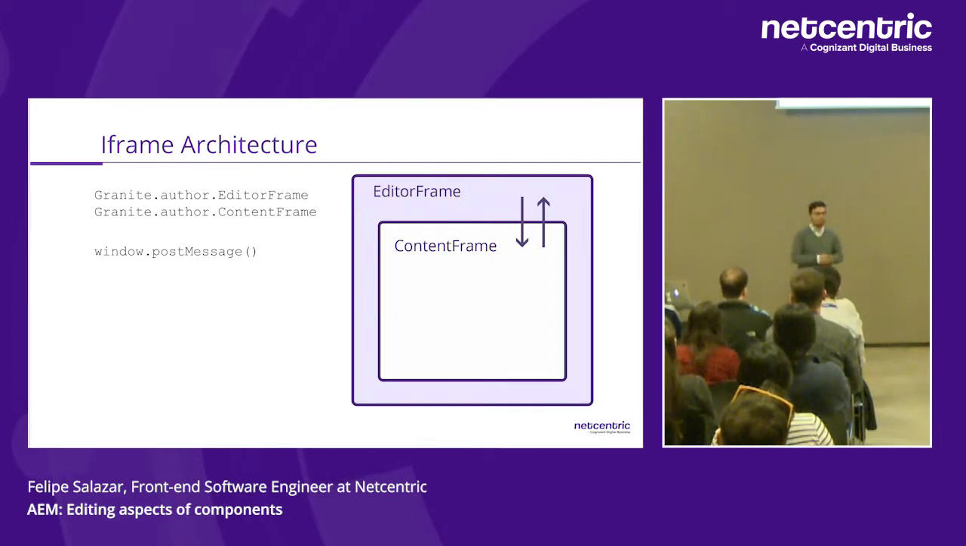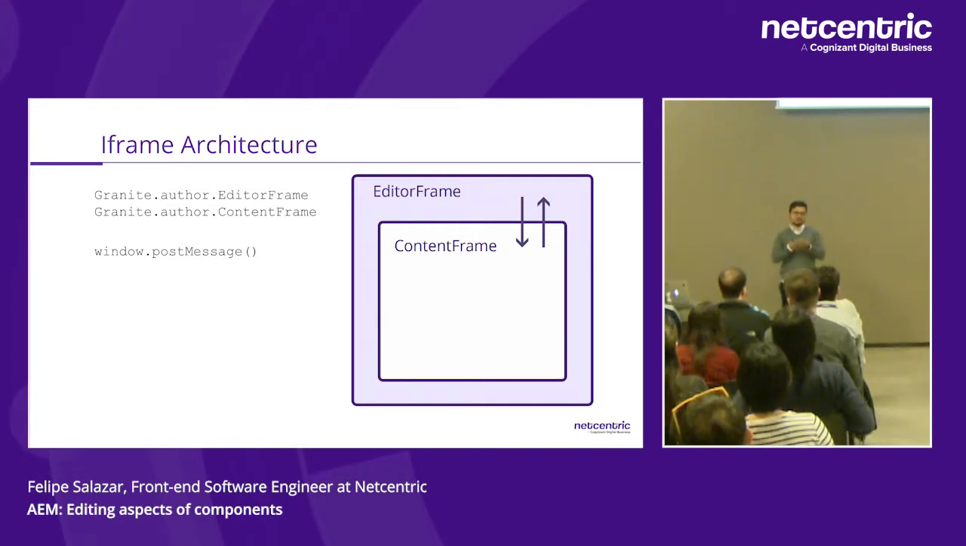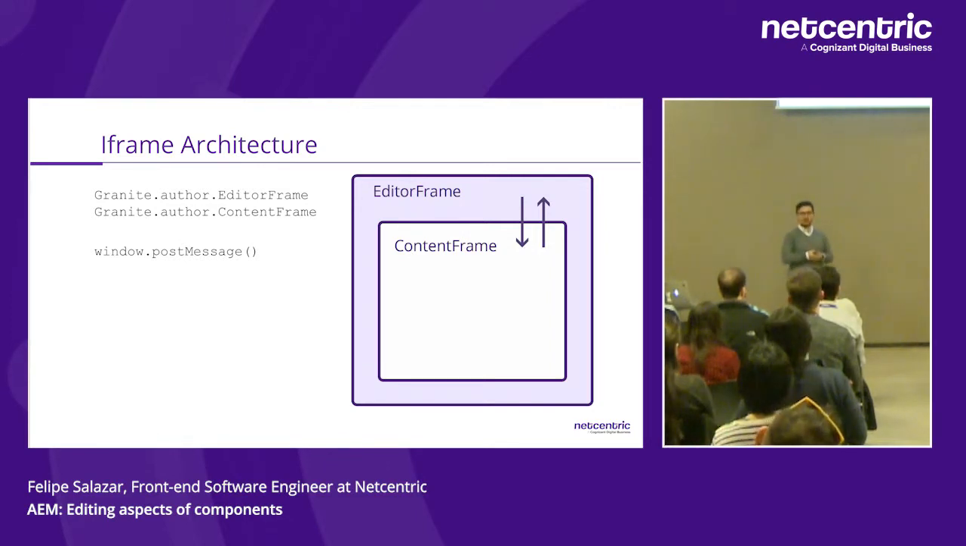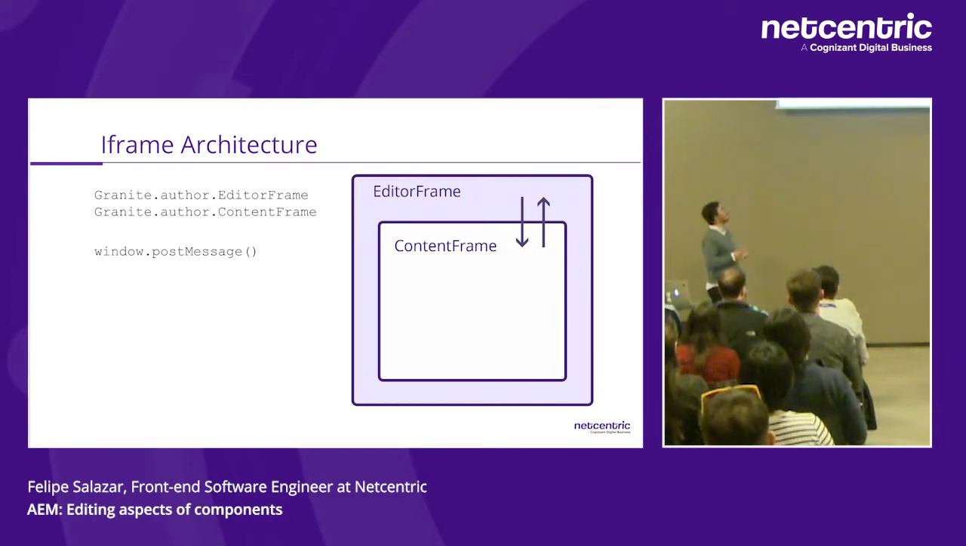Okay, so basically the Touch UI is built using two frames. One is the outer frame, which is the editor frame, where all of the overlays, toolbars, dialogues are going on, and inside is the inner frame, which is the content frame. The content frame has the actual content of your component. It is all the script that you build for your component and it's being rendered in the content. Okay, so these two separate frames need a way to communicate to each other.